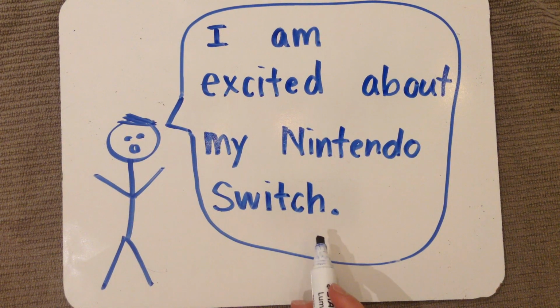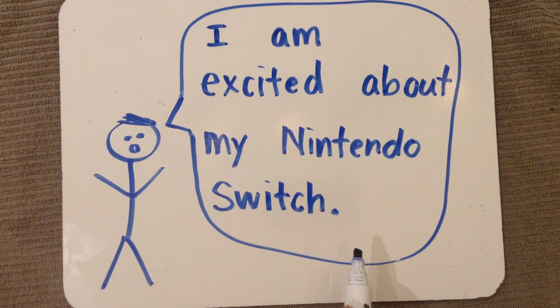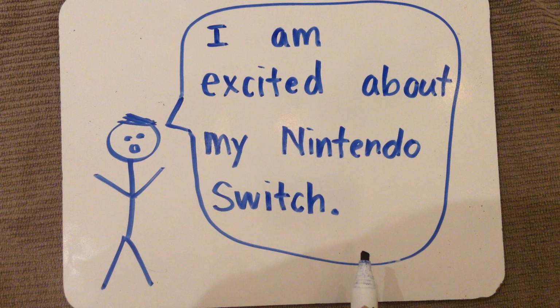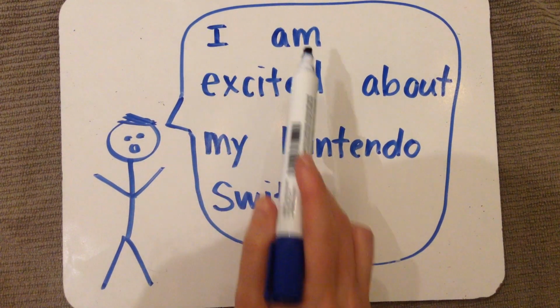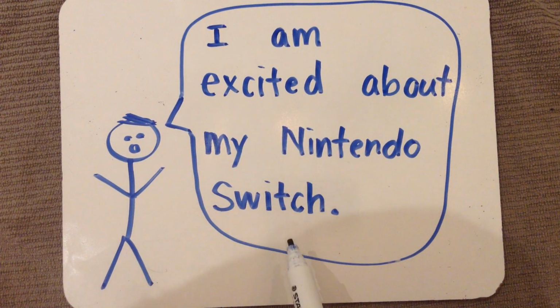Notice the period at the end. Dane is sharing information with his people in his class. He's not asking a question. He's not trying to find something out. He's just really excited and wants to share some important news in his life. So he's making a statement. He tells everyone, I am excited about my Nintendo Switch.